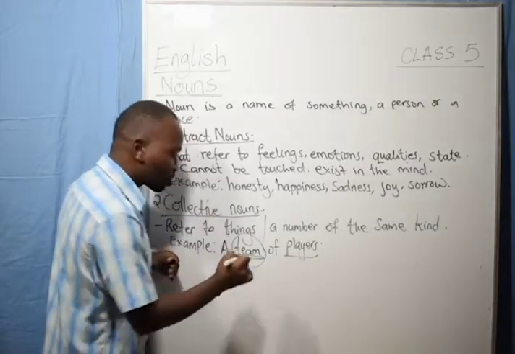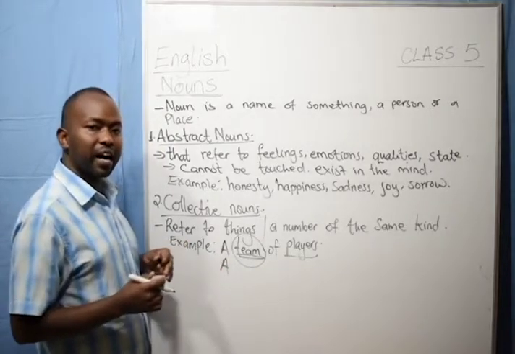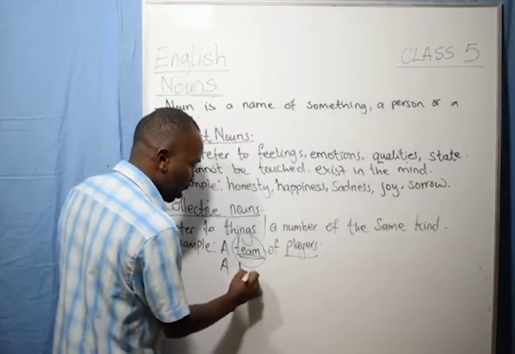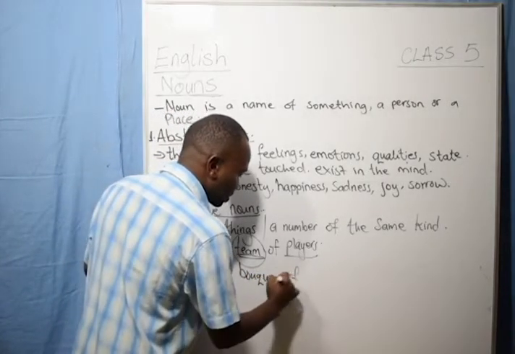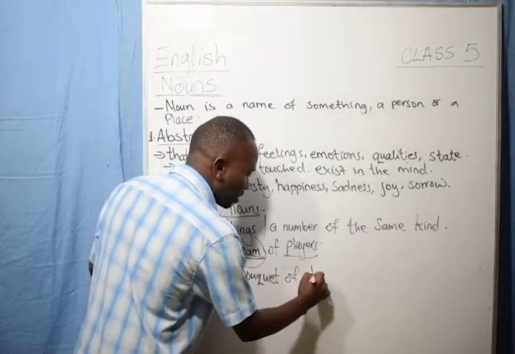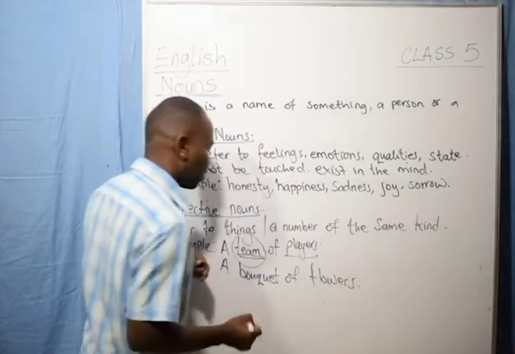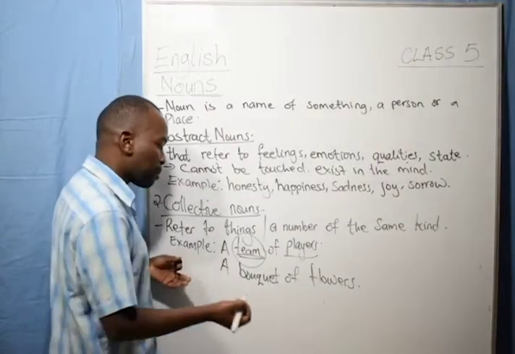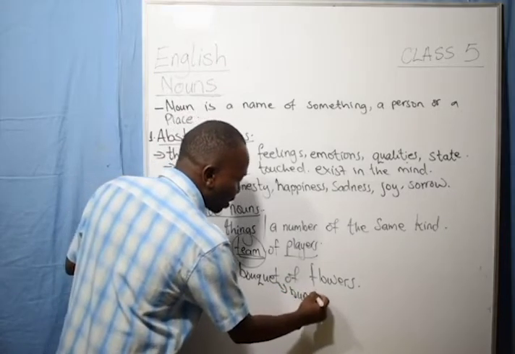If you have a lot of flowers together, and they are held, we say a bouquet of flowers. At times you can also say a bunch. At other times you can also say a bunch of flowers.